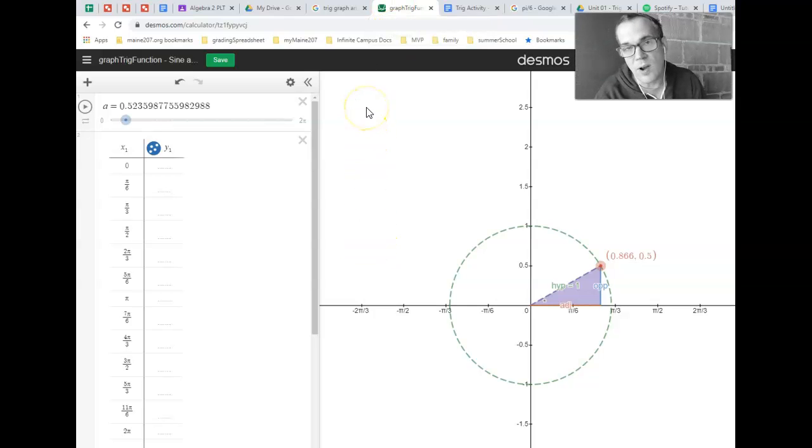What does it look like when we graph y equals cosine of x, y equals sine of x, where the x value is an angle measurement, and the y value is either the sine or the cosine of that angle measurement, based on which one we're looking at? Let's do this. It's going to be awesome.